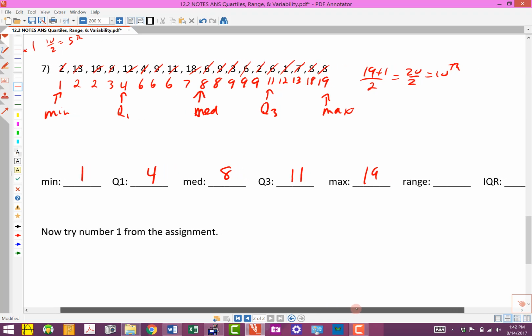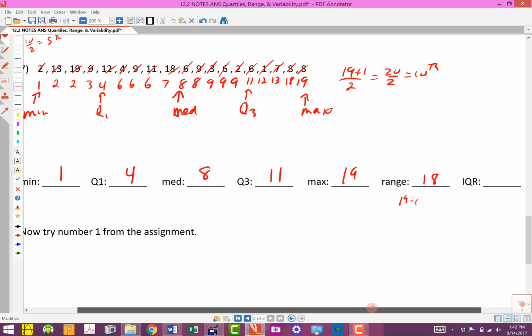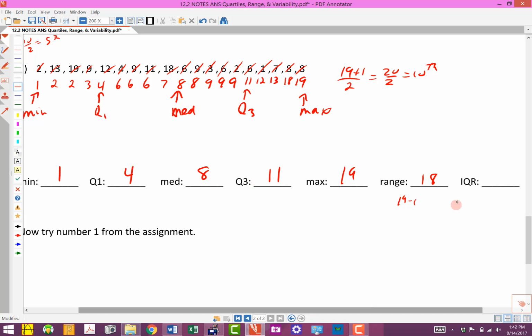And let's see, the range is going to be the difference between the two of these. So that's going to be 19 minus 1, so that's 18. And then the interquartile range is going to be the difference between these two. So that's going to be 11 minus 4. So that's going to end up being 7.